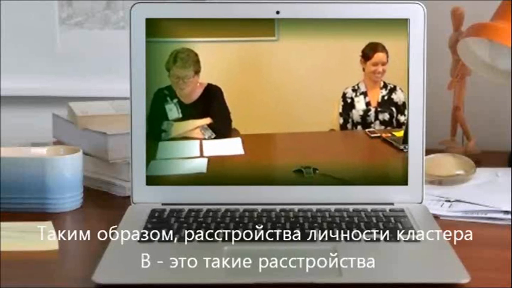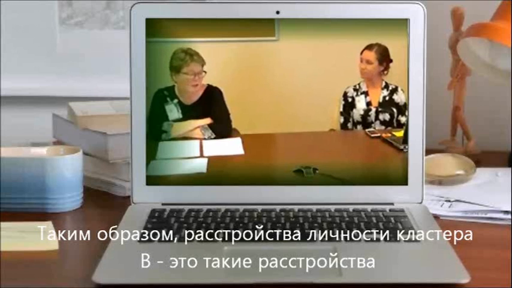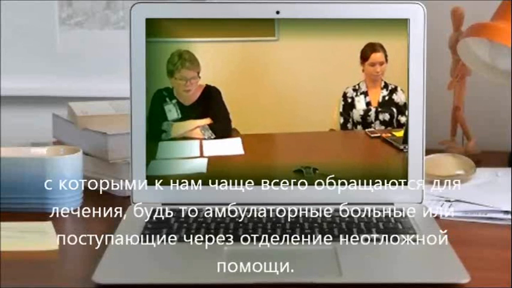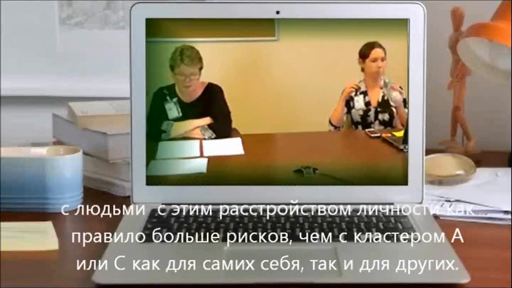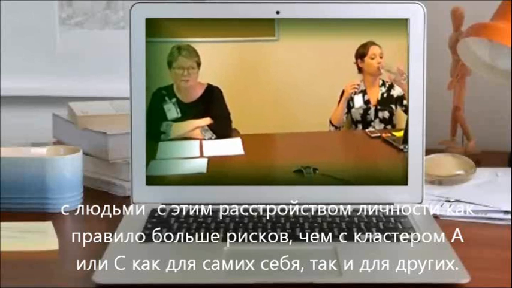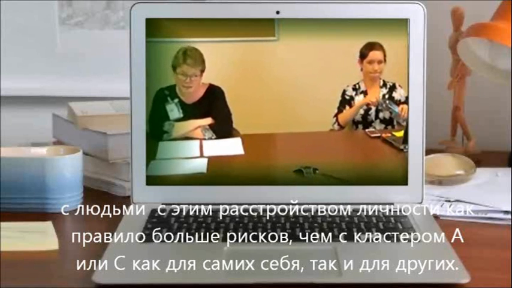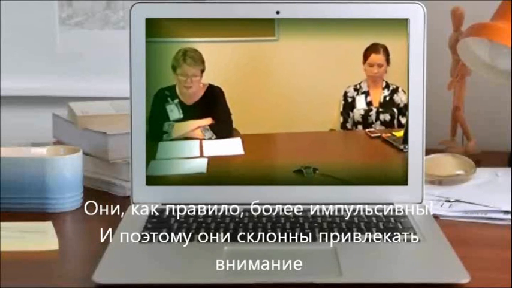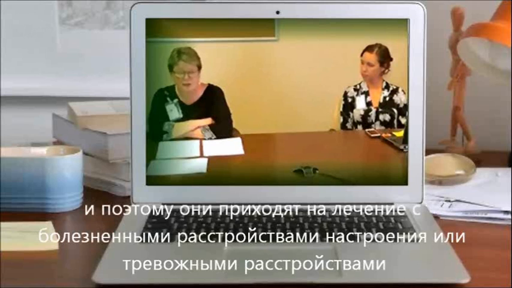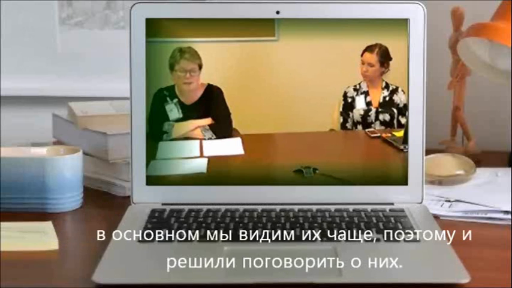Yes. The cluster B personality disorders are the ones that often come to our attention during treatment, either outpatient or inpatient or in the emergency room. People who have these disorders tend to be riskier than the cluster A's and cluster C's, both to themselves and sometimes to others. They tend to be more impulsive, and so they draw attention. They come into treatment, maybe with comorbid mood or anxiety disorders, but basically we see them more often than the other clusters, which is why we chose to talk about them.